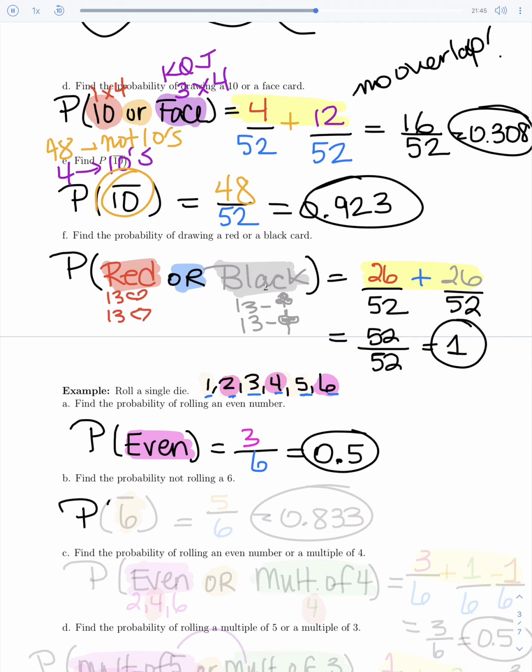Find the probability of not rolling a 6. So that means 6 with a bar on it is what they're looking for. Well, what's considered not a 6? Well, not a 6 means 1, 2, 3, 4, or 5. That means you've got 5 options of rolling things that are not a 6 out of a total of 6 choices. So the chances of not rolling a 6 would be 5 out of 6, which is 0.833. That's your probability of not rolling a 6.